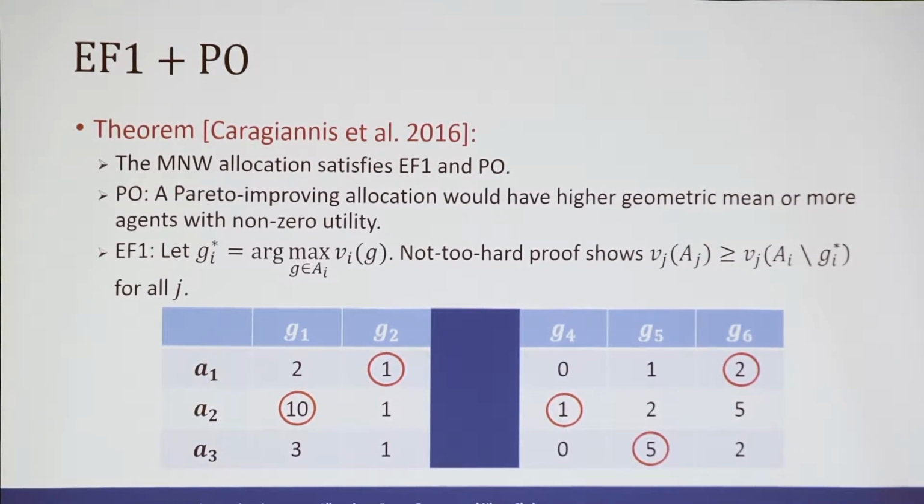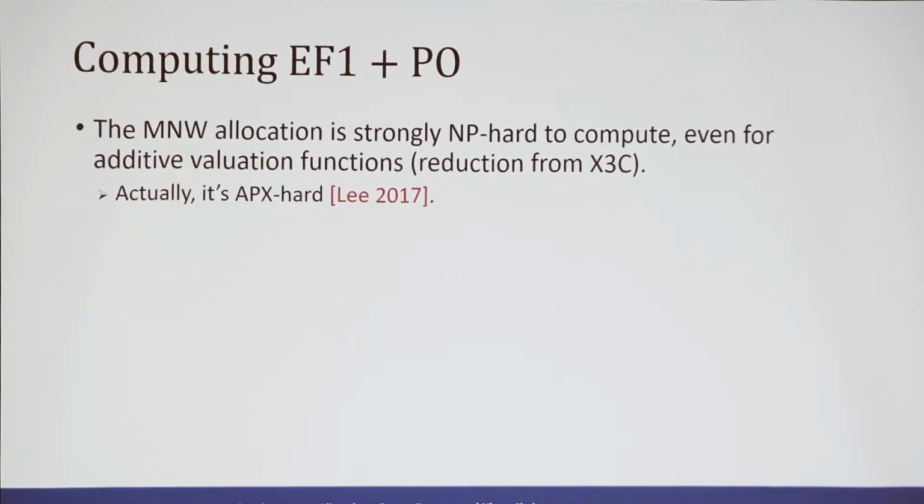All right. So we can get these two properties together. The next natural question is, can we compute such an allocation? It turns out that the max Nash welfare allocation is actually strongly NP hard to compute, even when our valuation functions are additive. It's actually even worse than that, and we're going to come back to this a little later, but it's APX hard. So you can't get a PTAS for it. Okay, so we can get EF1 plus PO, but we don't know how to compute that efficiently at this stage.